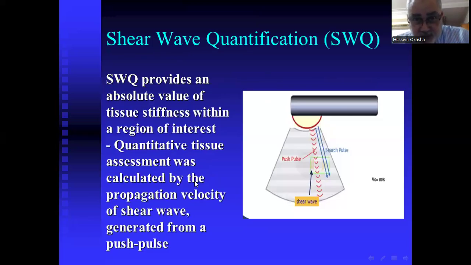Now, a newly introduced type of elastography during EUS examination is the shear wave quantification. Shear wave quantification provides an absolute value of tissue stiffness within a region of interest. Quantitative tissue assessment is calculated by the propagation velocity of the shear wave generated from a pulse wave.